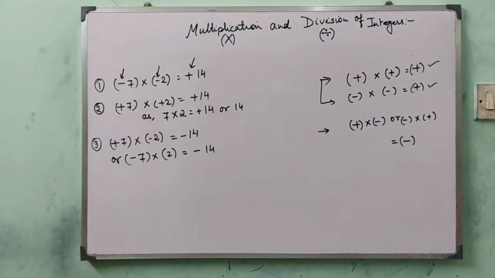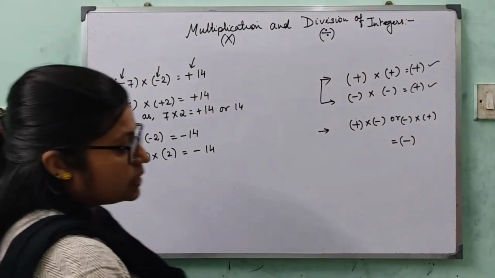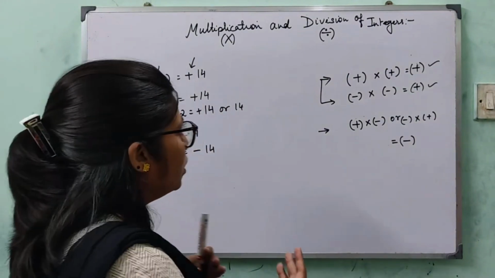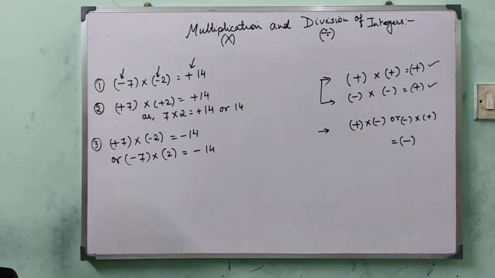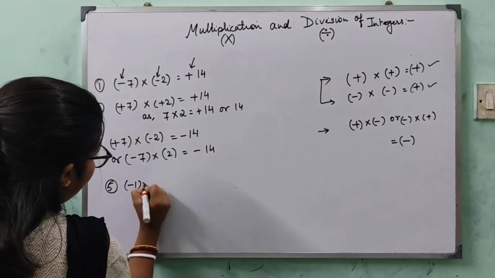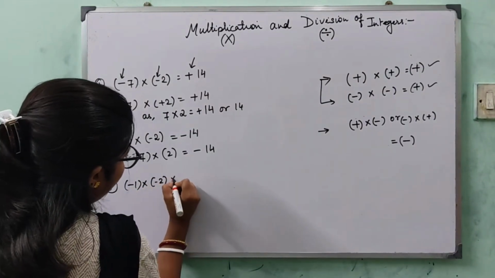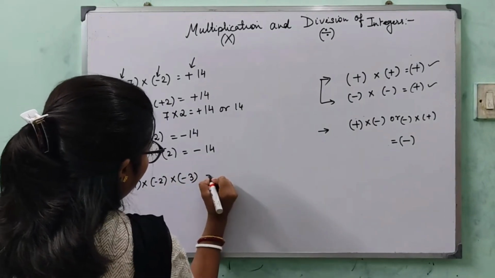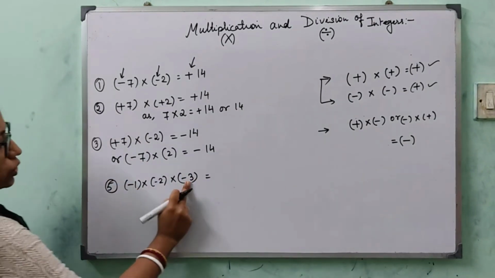Now this was about multiplying two numbers. But what if more integers are involved in finding a product? Say for example, minus 1 into minus 2 into minus 3. What about this?